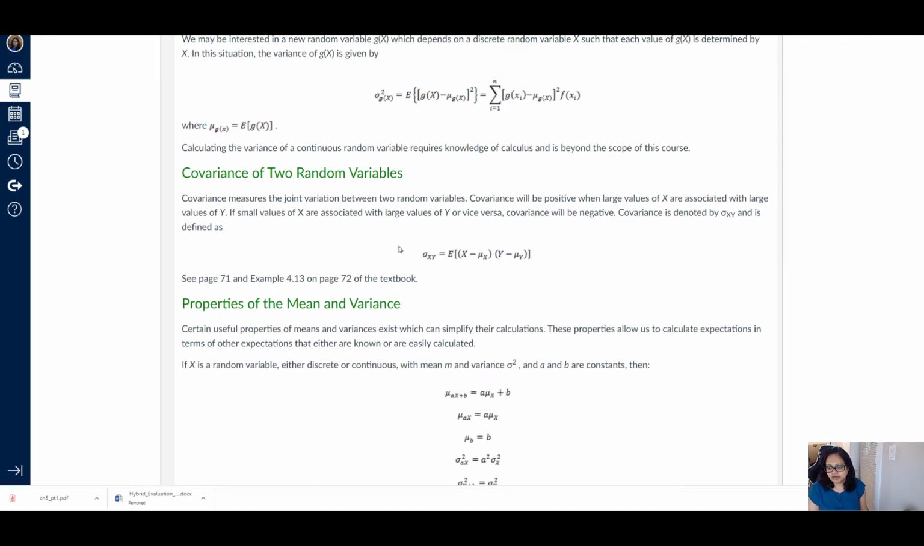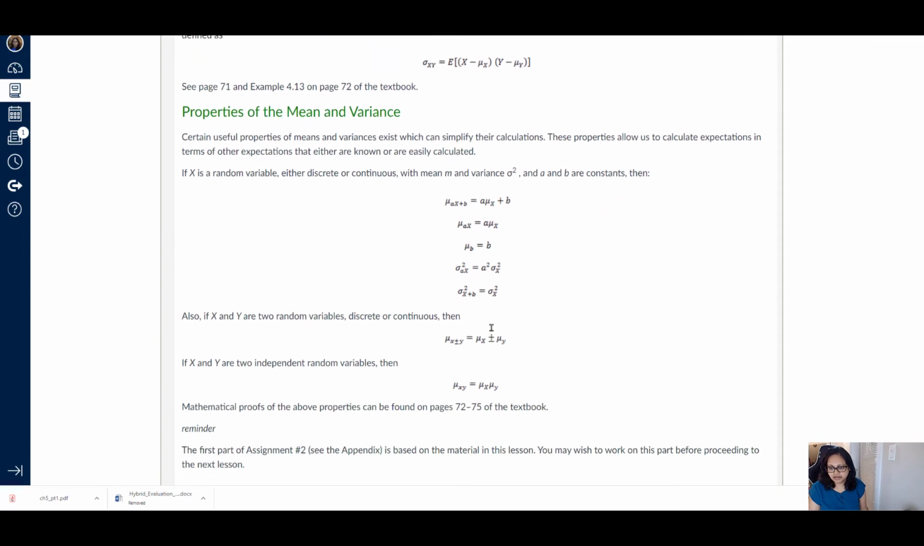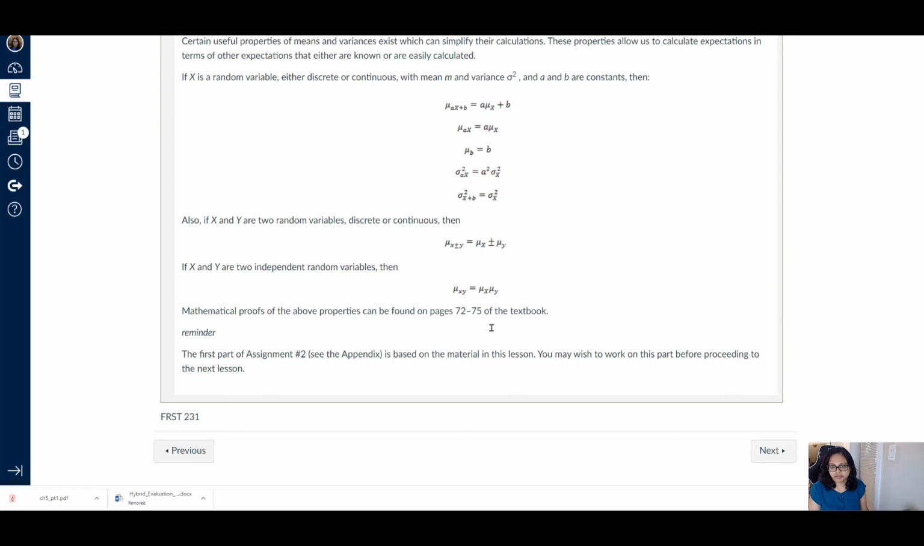So similarly, you can find the covariance that I showed, and then you can actually find all the properties of mean and variance. So you can see over here, I actually showed you the expected value if we have any constant, and then if we want to find the addition of these two expected values, or subtraction of them, or multiplication of them.